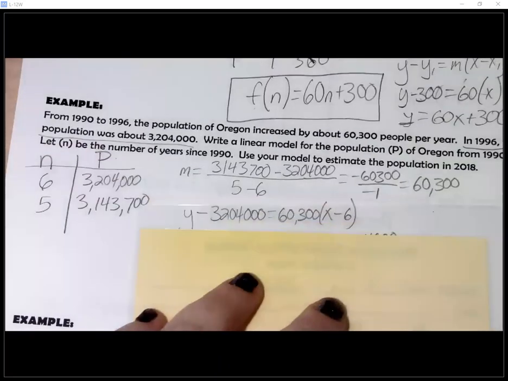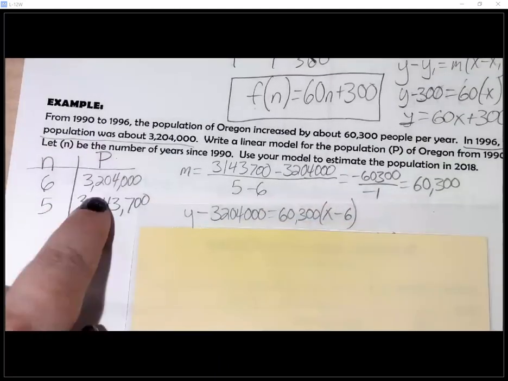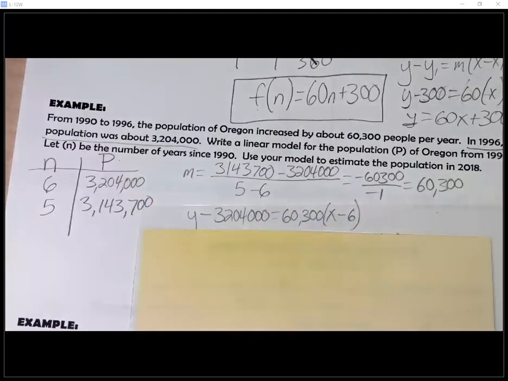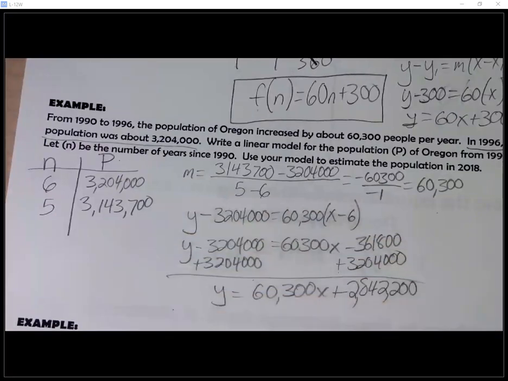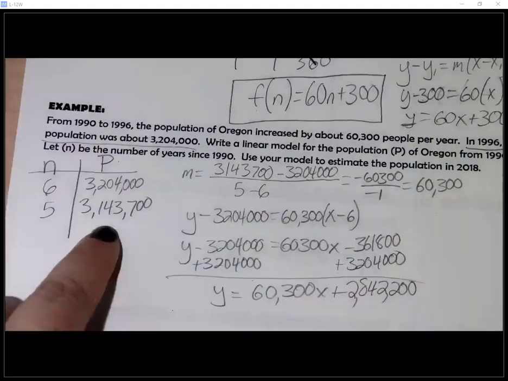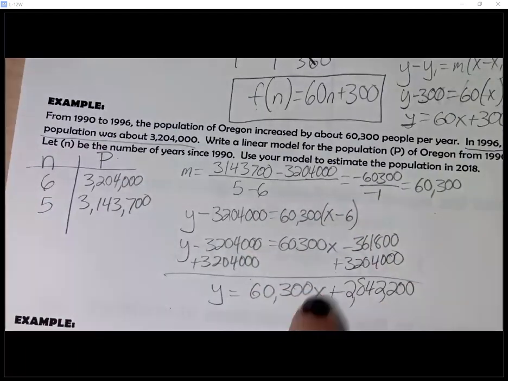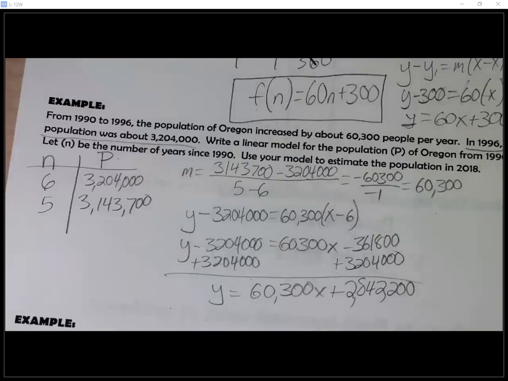So I picked the first one, 6, and then the 3 million one. So there's what mine looked like. And now all I have to do is rewrite this into slope intercept. So I'm going to distribute and add. So double check that at some point you've got what I got. And this won't matter, even if you use the other point, the 5 comma this one, doesn't matter. Once we simplify and get into slope intercept, we should all match. So does everybody have this somewhere on their paper? You do? All right, okay, good.